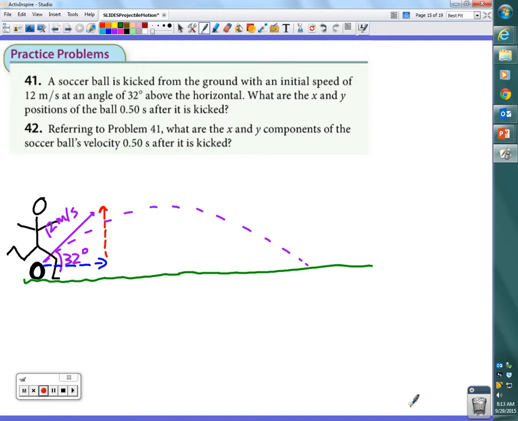All right, so let's start analyzing this problem. Okay, it says soccer ball is kicked from the ground. What are the x and y positions of the ball 0.50 seconds after it is kicked? Okay, if it's asking us for x and y positions, right? We're going to need a chart, just like we set up in the last problem, because we have a horizontal motion and a vertical motion occurring at the same time. So I'll set up a chart.